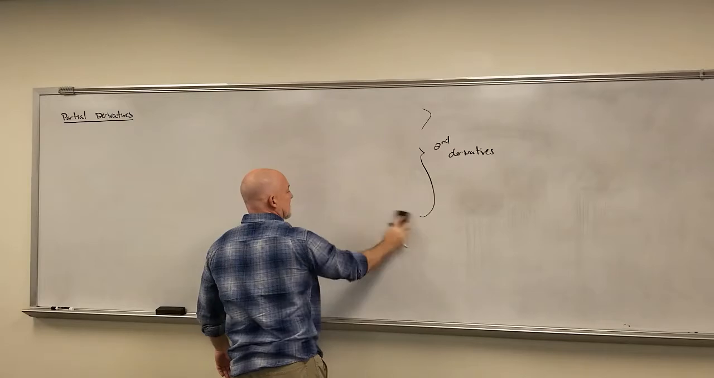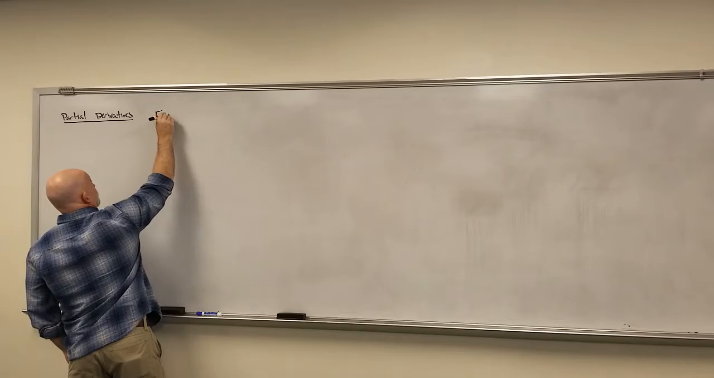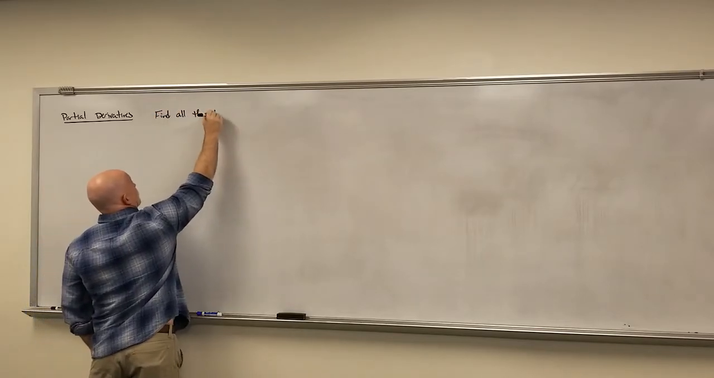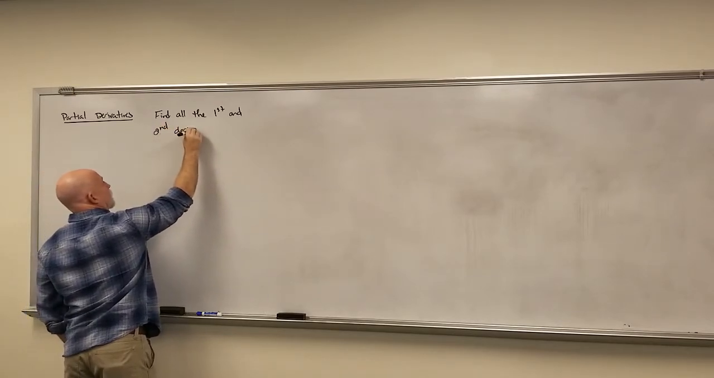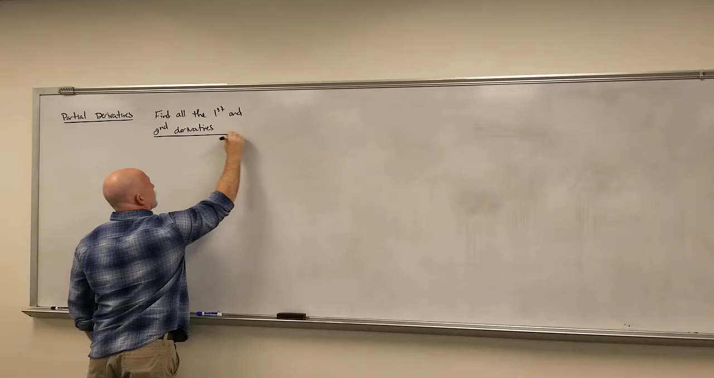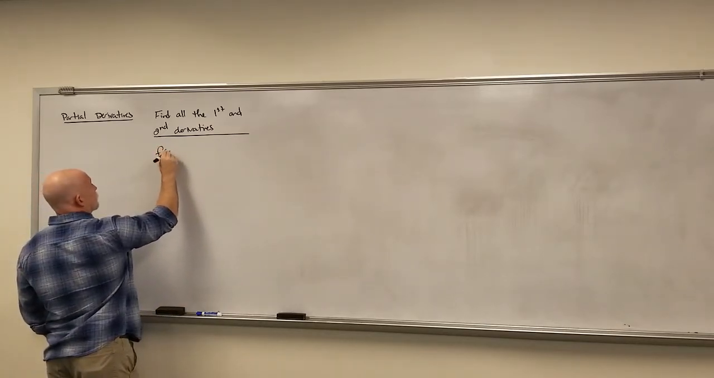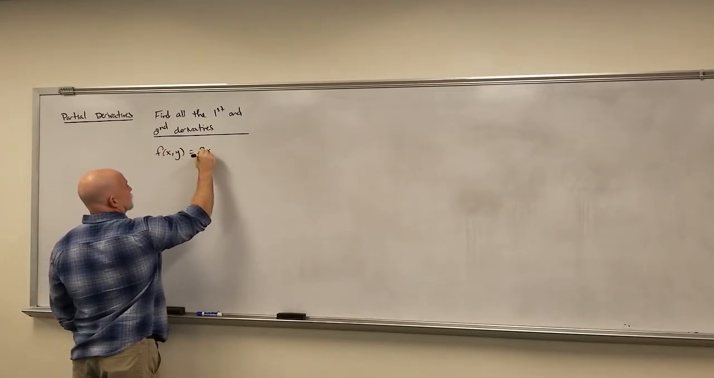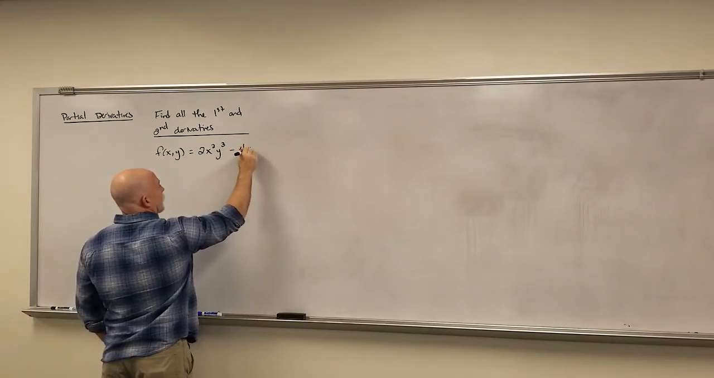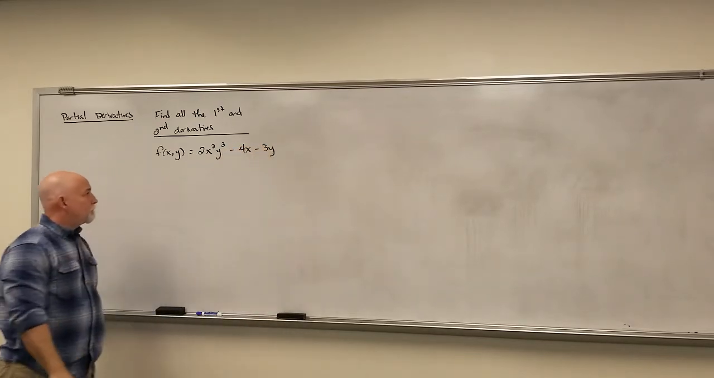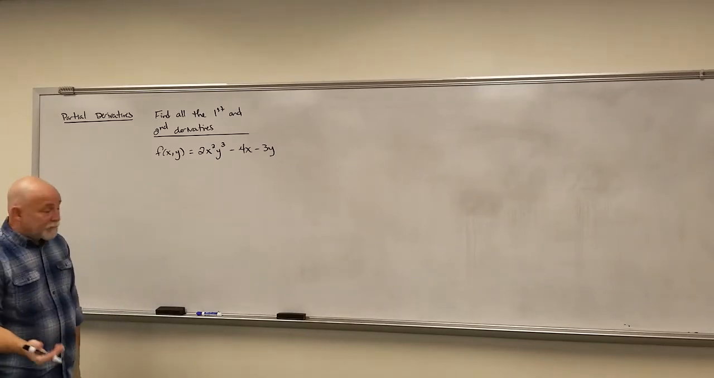Okay, so let's do one or two problems here. We're going to do a bunch of these derivatives. So let's say the directions say find all the first and second derivatives. So very straightforward. And let's say I gave you a function, f of x and y is 2x squared y cubed minus, I don't know, 4x minus 3y. Okay, let's start. And you can do these in any order you want. You do have to find the first derivatives before the second.